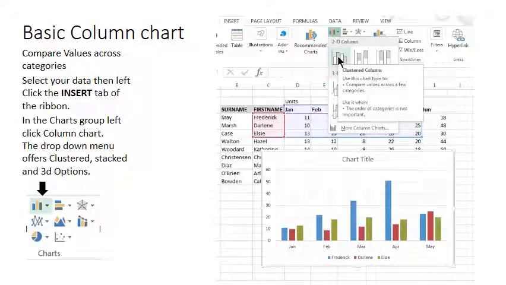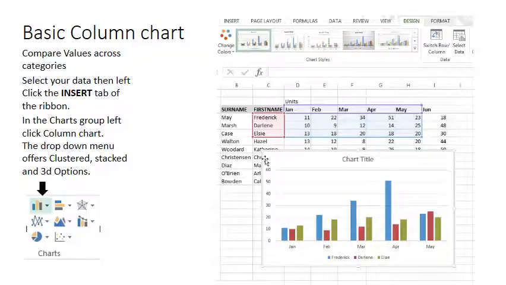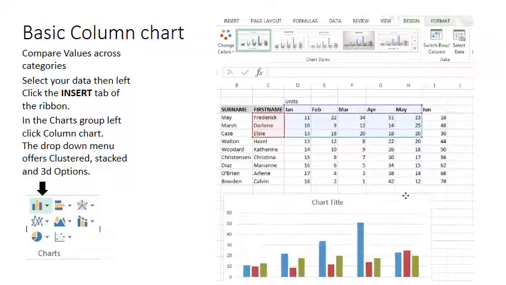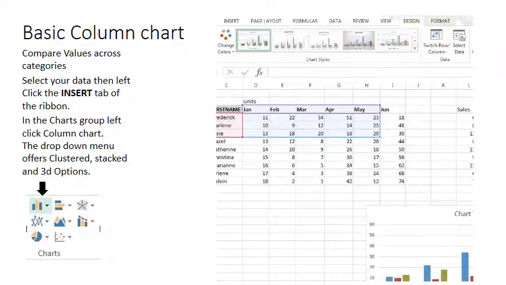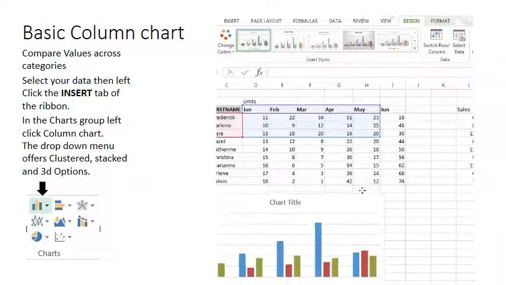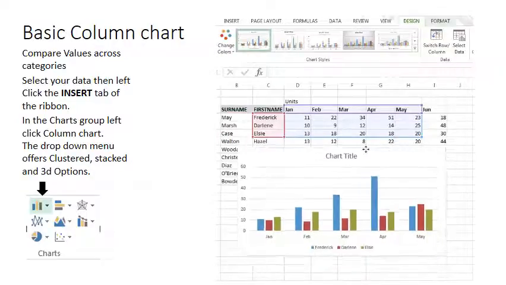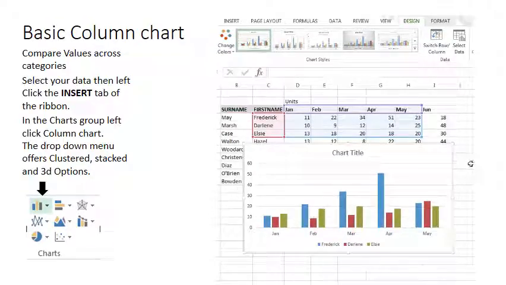Left click again. So this is a clustered column chart, and at the moment it's hiding some of the data just to keep everything on screen. But you can see that this is movable, so you can put it anywhere in your spreadsheet that fits. Okay, let's just put it here for a moment so you can see what's going on.